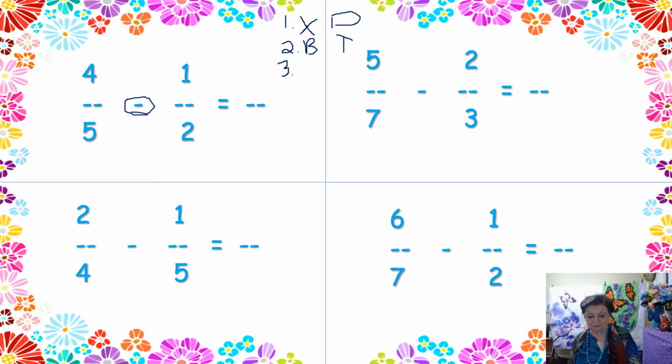Whatever you do to the bottom, you have to do to the top. Then step 3, multiply the numerators so that, whatever you do to the bottom, you do to the top. And then step 4, add the new numerators.